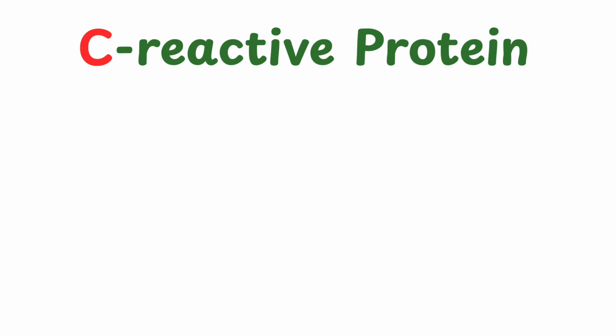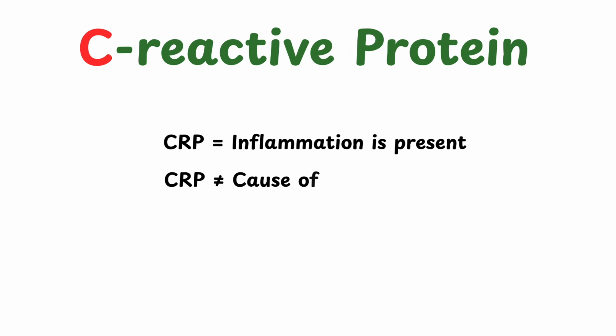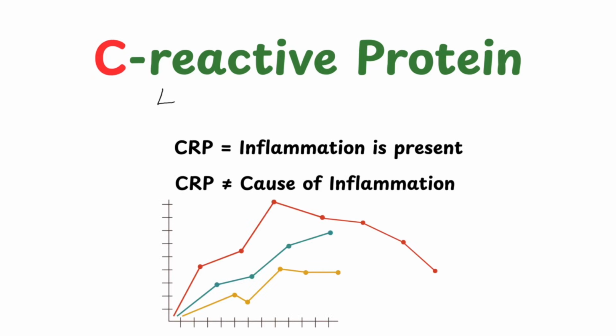In a clinical setting, CRP only tells you one thing, that inflammation is present. It does not tell you the exact cause. C-reactive protein, or CRP, is a marker of inflammation that rises quickly in response to a trigger and can also drop quickly once the trigger improves.